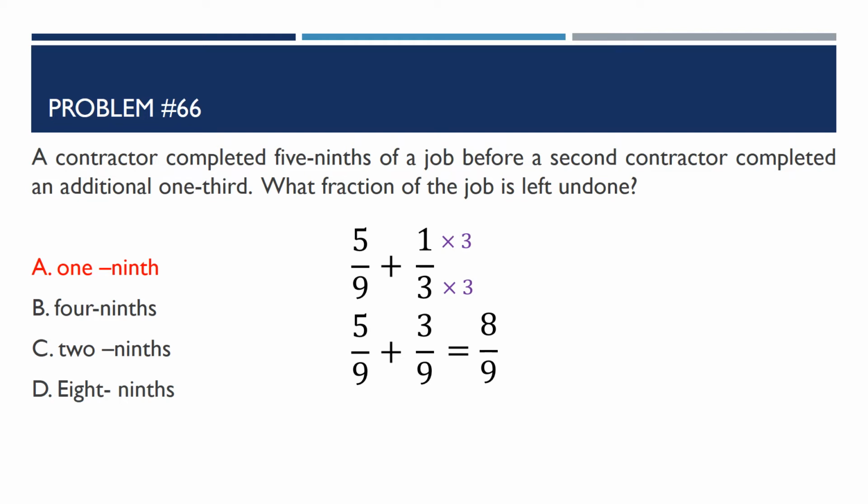But then what we are looking for is what is undone. And this 8/9 is already done or completed. So it's the whole job minus what's done, which is 8/9. Instead of 1, we use 9/9 so that we can subtract them. They have the same denominator. 9/9 is also the same as 1. So 9 minus 8 is 1. So it's 1/9.